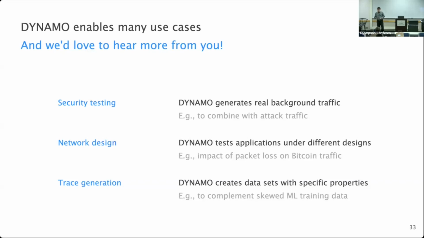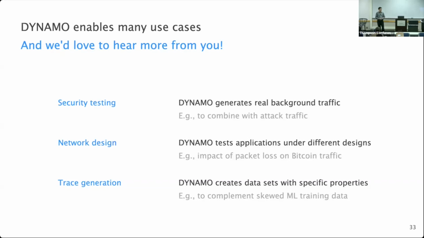We could use Dynamo also for network design. Because we get live traffic, we can, for example, test how Bitcoin reacts to different packet losses. And we would specify some Bitcoin traffic and then send that through a network with various packet loss rates and then see how the application behaves. Or it might be interesting to actually take live traffic and then record traces out of it in order to enlarge or complement existing data sets, especially for applications such as ML, where often the data set might be a bit skewed and some flows or some application types might be missing. Dynamo might be able to add some of it to make the data set better.